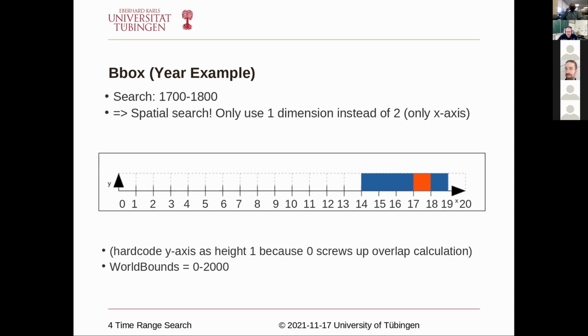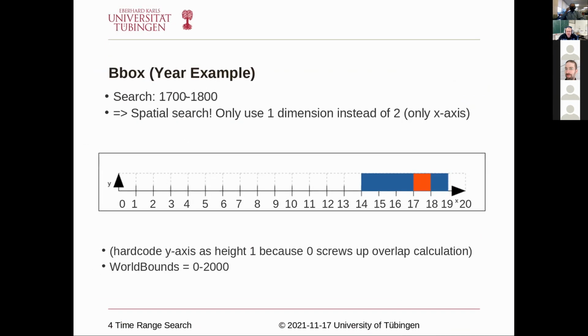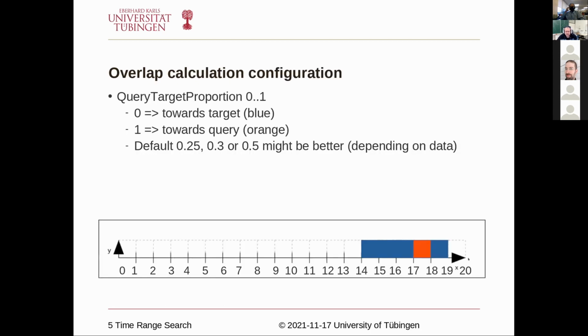So in this example, you can see that the search time span is mapped to 1700 to 1800. And for example, the blue area would represent some literature that goes over that area and thus receives a penalty. In detail, this means that there is some query target proportion factor applied to it.